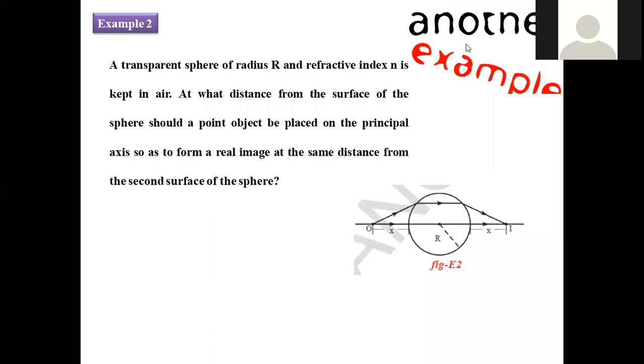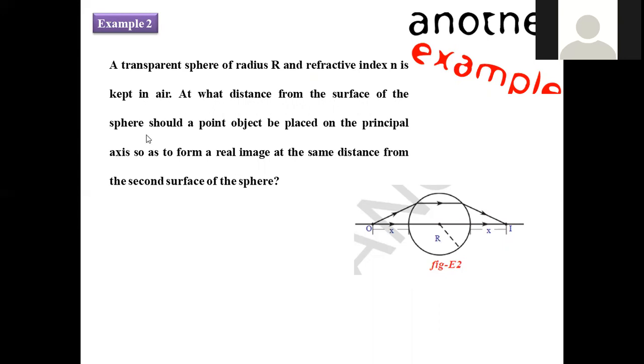Let us enter into today's concept. Earlier, we completed example number 1 with the relevance of refraction of light. So now we have entered into example number 2. Example number 2 is given as a transparent sphere of radius r. Here you can clearly observe this is a circle, a sphere having radius r. Its refractive index is n, and it is kept in the air.